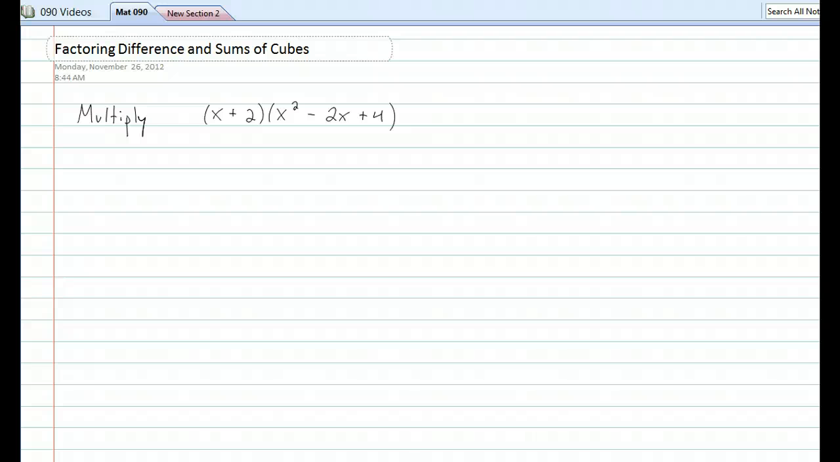In this video, we're going to talk about factoring sums and differences of cubes. And since factoring is just the opposite of multiplying, we are always going to start with a multiplication problem. So let's start by multiplying these two terms together. It's a binomial times a trinomial. So we're going to distribute.